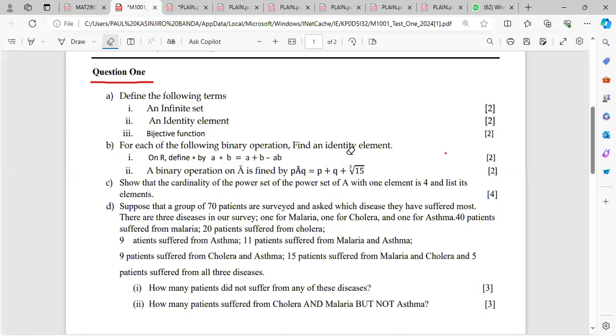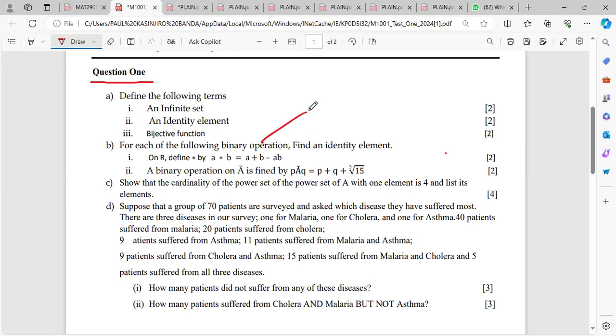Okay. So now we'll go to B. So B says what? Okay, so they're saying for each of the following binary operations, okay?